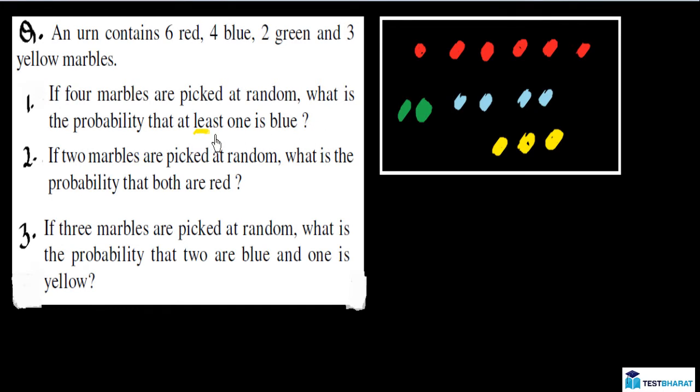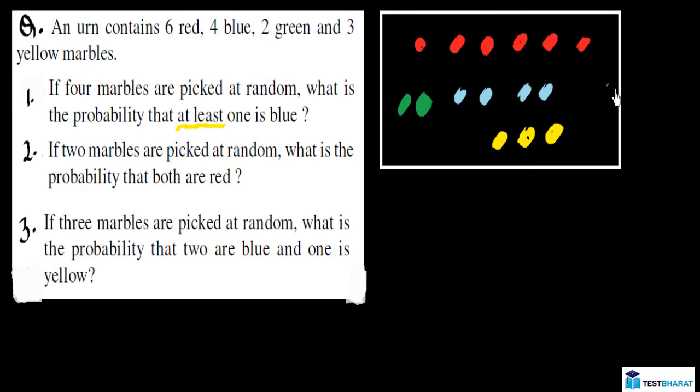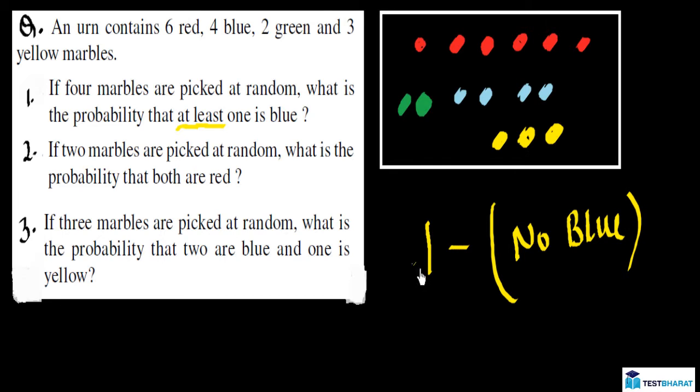At least what is there? At least. So there could be 1 blue, 2 blue, 3 blue or 4 blue. So what we can do here is, whenever the words at least are given, we can calculate the probability of no blue marble and subtract it from 1. 1 is the maximum probability. Like in percentage, 100% of a number is 100%. So 1 minus no blue.